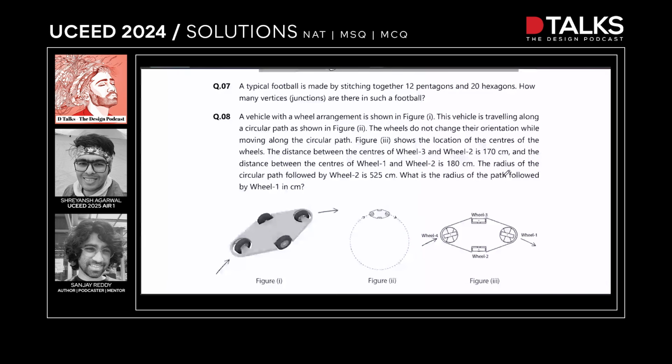Question number 7. A typical football is made by stitching together 12 pentagons and 20 hexagons. How many vertices, junctions, are there in such a football?